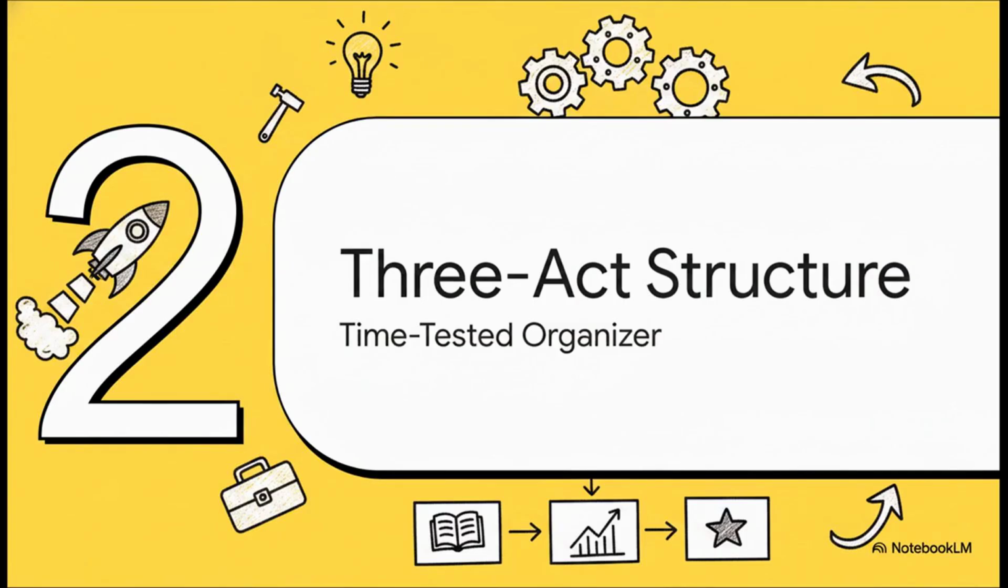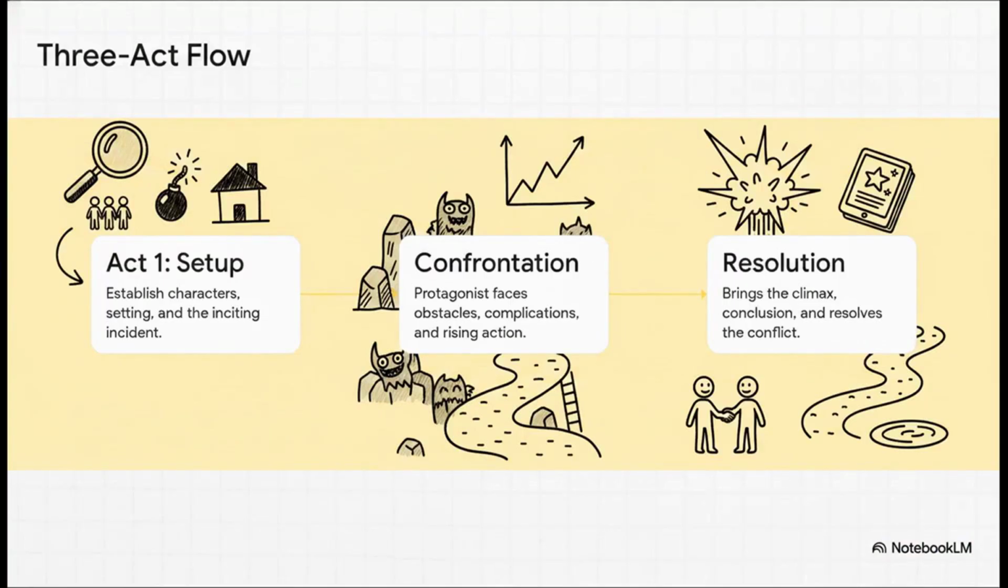Moving on to Section 2, the 3-act structure, the time-tested organizer. This is the very first major tool we are dropping into your new storytelling toolkit, and I absolutely love it because it is just incredibly straightforward and pragmatic. The 3-act structure organizes your narrative into 3 distinct parts: setup, confrontation, and resolution. In Act 1, the setup, we establish the characters, the setting, and most importantly, the main conflict, that inciting incident that actually kicks the whole story into gear.